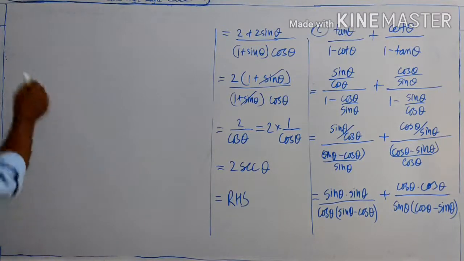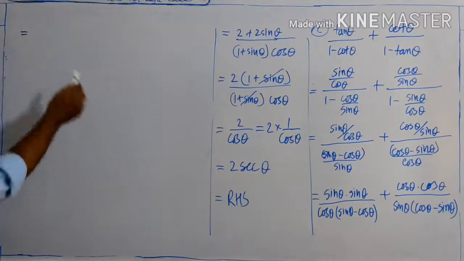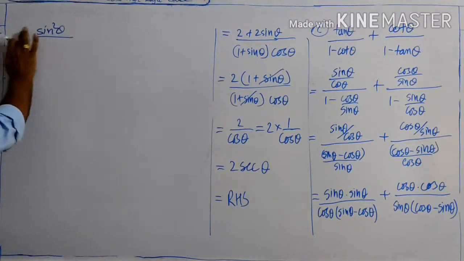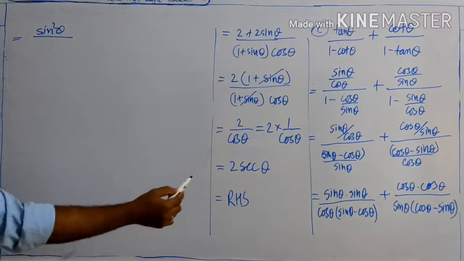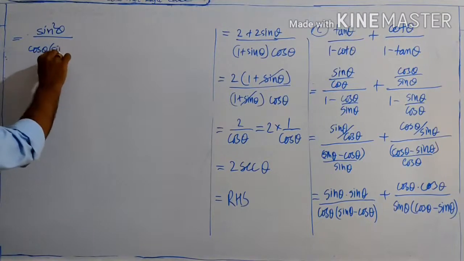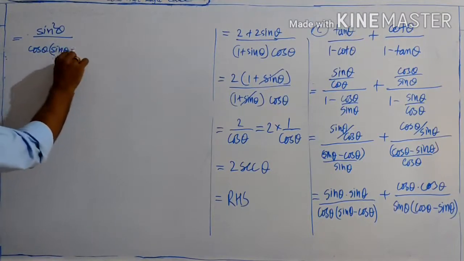Now here sin theta into sin theta, that is sin square theta divided by denominator, here cos theta in bracket (sin theta minus cos theta).